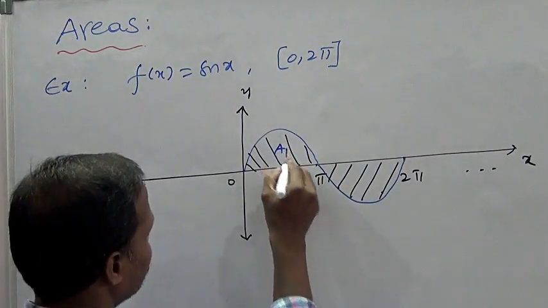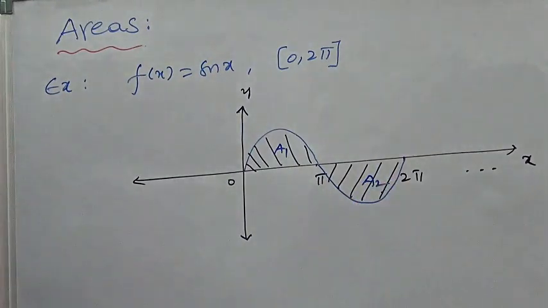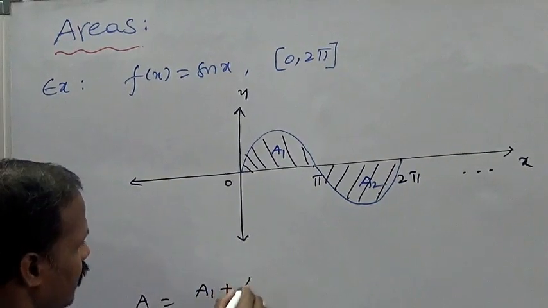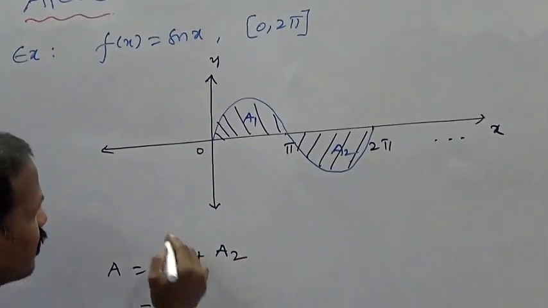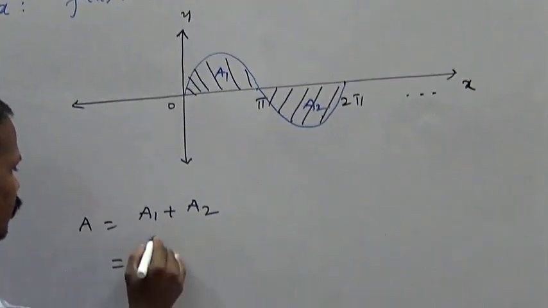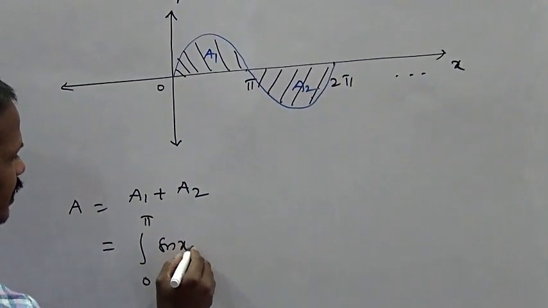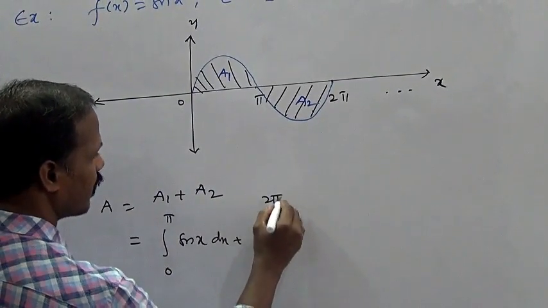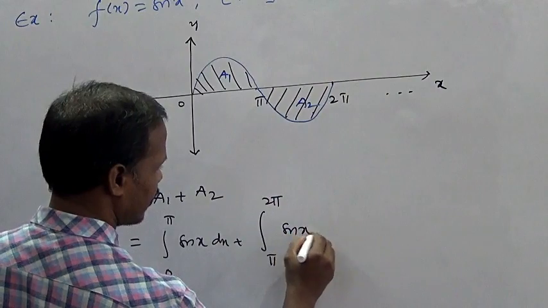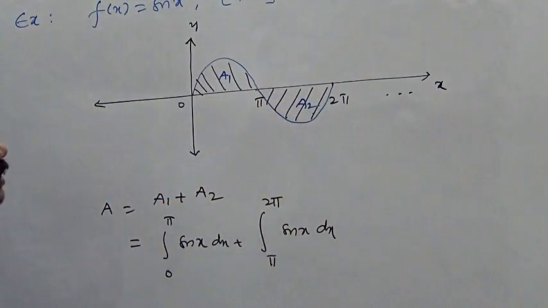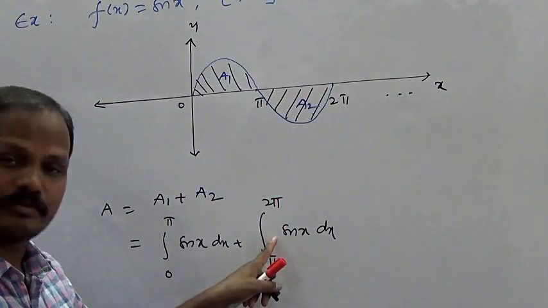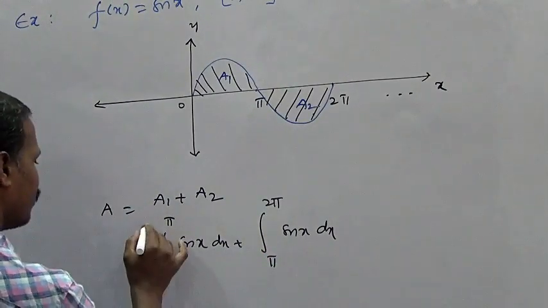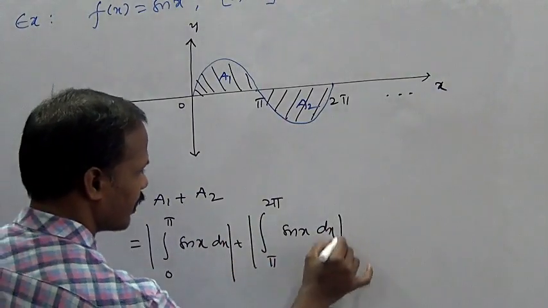So this is A1, this is A2. The required area A equals A1 plus A2. What is A1? Integral from 0 to pi of sin x dx, plus integral from pi to 2 pi of sin x dx. Here it is actually below the x axis, so you have to write minus sin x. Otherwise, just simply put modulus for individual areas.